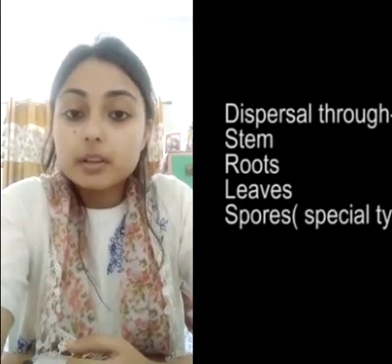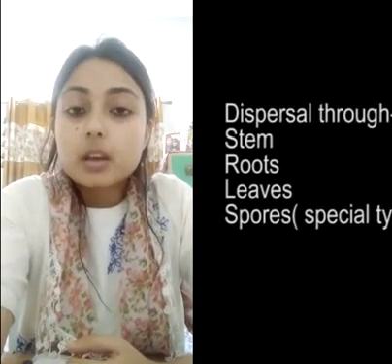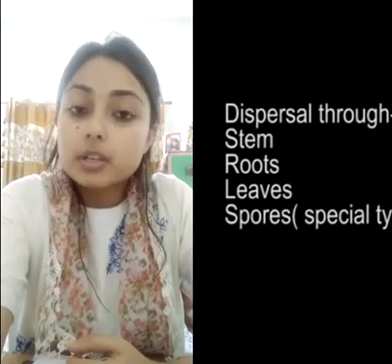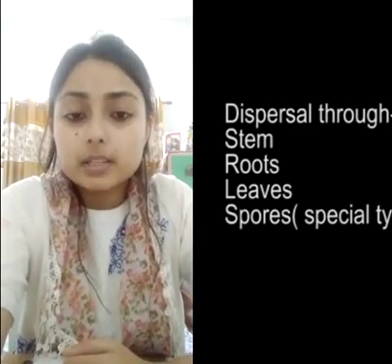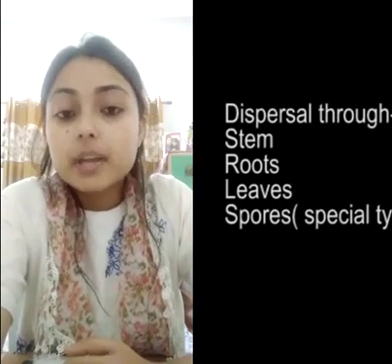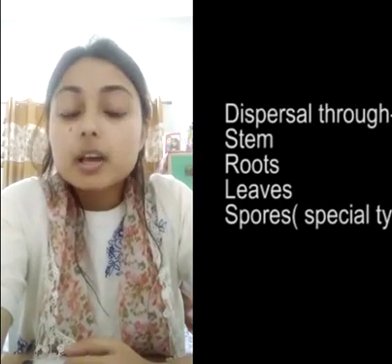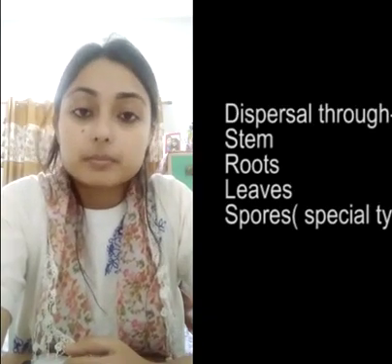Next, reproduction through roots. Roots of plants like carrot, radish, turnip and beetroot can grow into new plants, for example in carrot. Next is reproduction through leaves. For example, we find it in bryophyllum. See, many buds grow along the leaf margin, leading to a new plant.